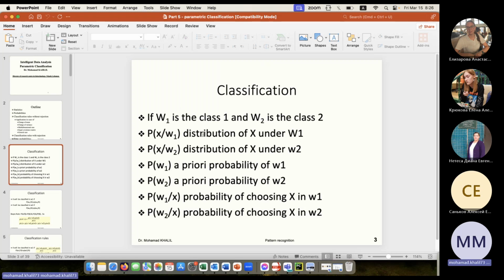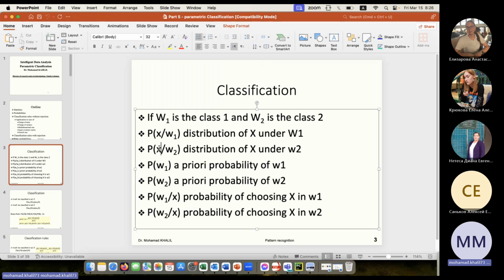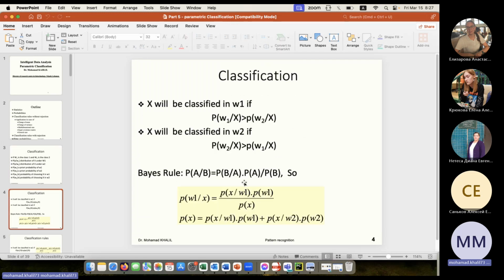P(x|omega 1) is the distribution of data under the class 1. P(x|omega 2) is the distribution of the data under the class 2. We know these equations. If we know these equations, and we know P(omega 1) and P(omega 2), which are the probability of class 1 and class 2, we can estimate P(omega 1|x) and P(omega 2|x), and if we estimate both of them, we can decide which class x belongs to.